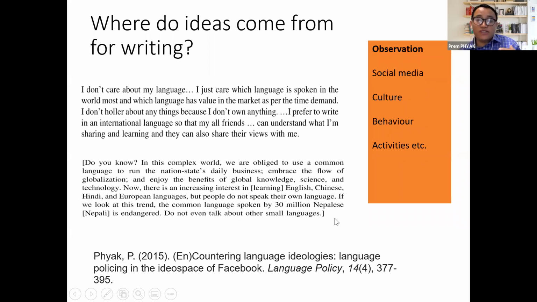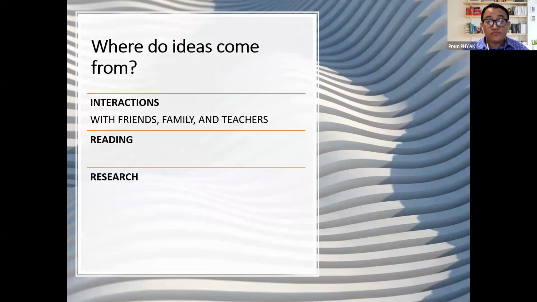So here, I was really interested in why people are arguing for the use of English on Facebook, which is called language ideologies in our field. So this is the source of data. This helped me organize my ideas and make the argument that, although there are other languages used on Facebook, English is still the dominant language.